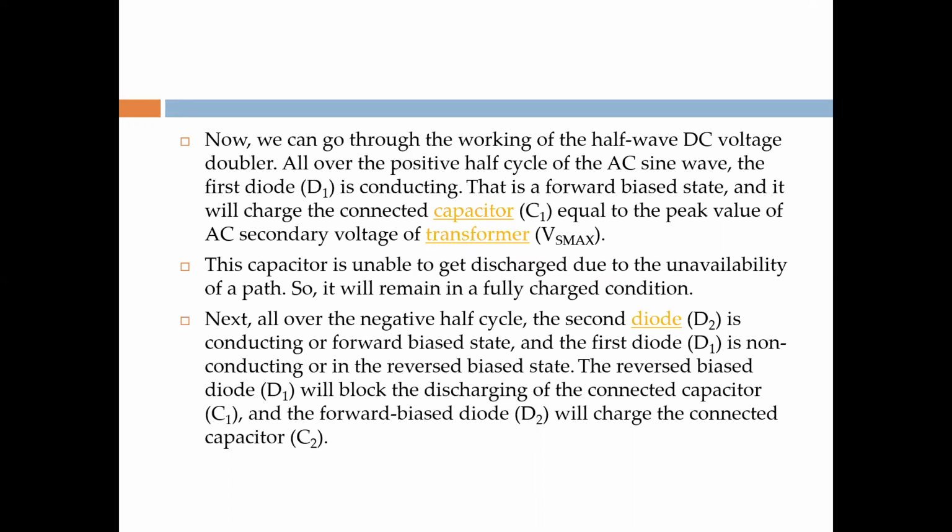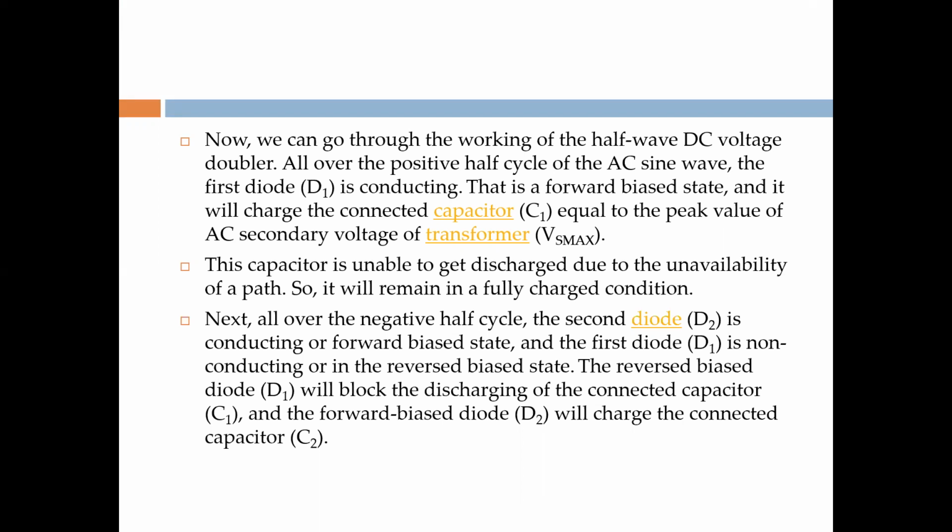Now we can go through the working of the half wave DC voltage doubler. In the positive half cycle of the AC sine wave, the first diode D1 is conducting. What I have told, D1 is forward bias, conducting. It will charge the connected capacitor C1 equal to the peak value of the supply voltage, DC at maximum. Just as I have told, I explain the same thing. The capacitor is unable to get discharged due to the unavailability of a path, so it will remain fully charged. Which means capacitor C1 will remain in the fully charged condition.